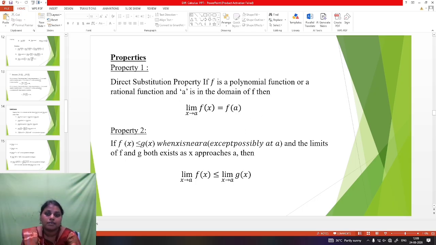Second property: if f of x is less than or equal to g of x when x is near a, except possibly at a, and the limits of f and g both exist as x approaches a, then the limit as x tends to a of f of x is less than or equal to the limit as x tends to a of g of x. The less than or equal to condition carries over from function to function in the limits.